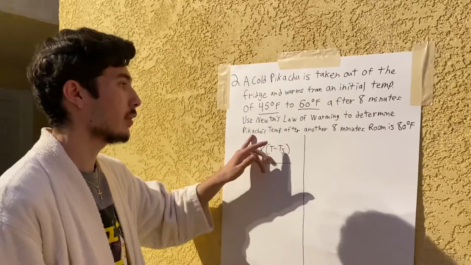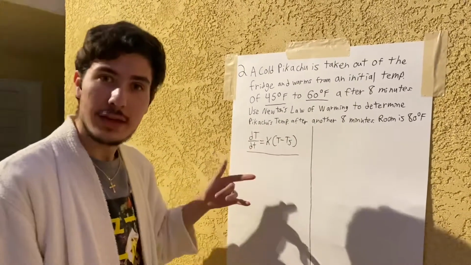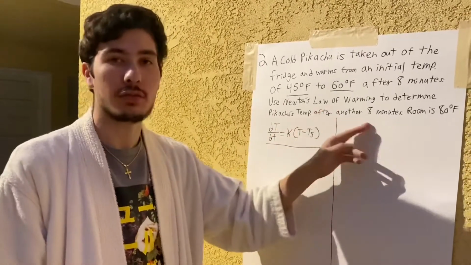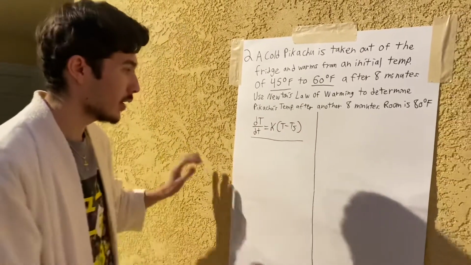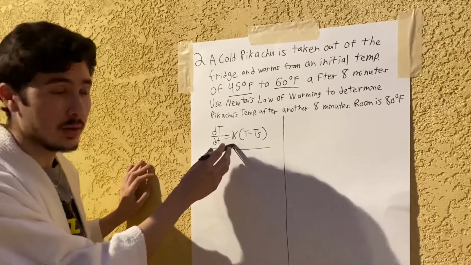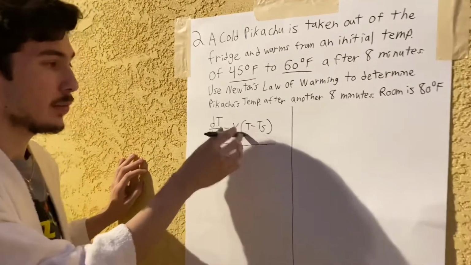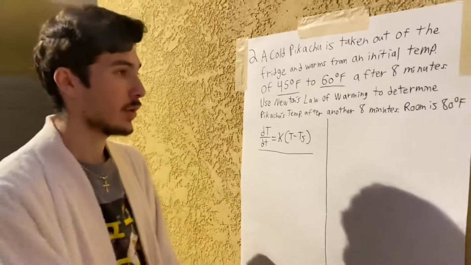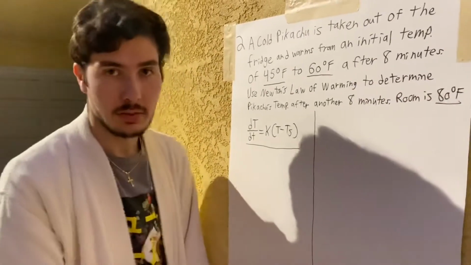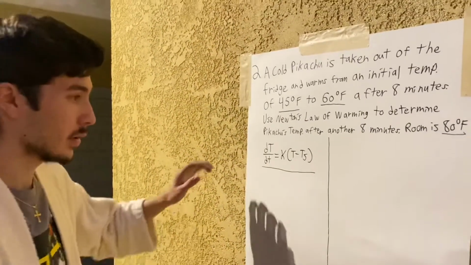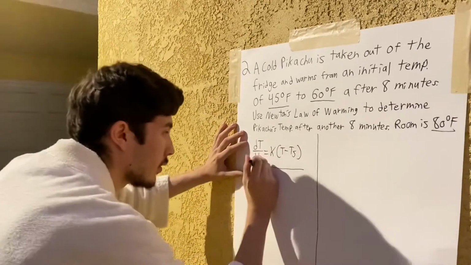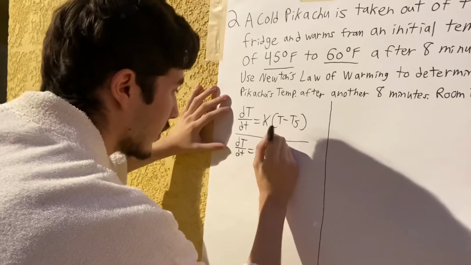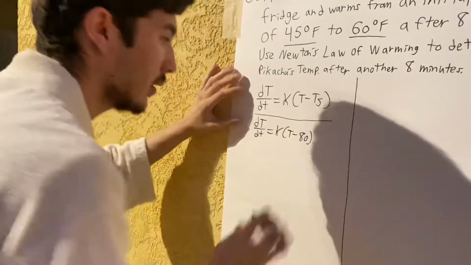So what we want to find out, using Newton's law of warming, which conveniently someone wrote right here, is what Pikachu's temperature is going to be after another 8 minutes. Newton's law says that dT/dt is proportional to the temperature of the object minus the temperature of the surroundings. Based on the problem, we know the temperature of the surroundings is 80 degrees, right? That's the only thing we know so far in comparison to the equation. So dT/dt equals k times T minus 80. That's a good start, okay?